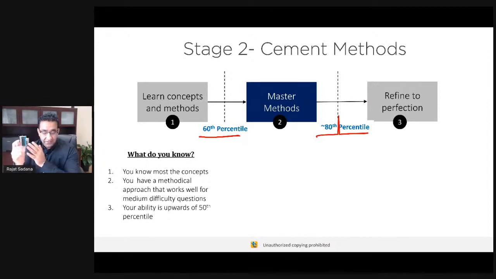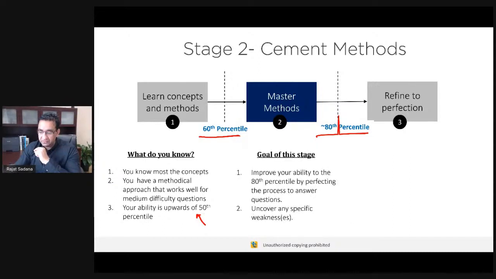Okay, and your starting ability is upwards of 50th percentile. Now remember, this stage is at every subsectional level. All right, you can't say that I'm a V32 or a V35 and I'm in stage 2 in everything. No, you may be a V34, but you may be in stage 1 in RC and in stage 3 in CR. So having that distinction is really important if you want this to succeed.